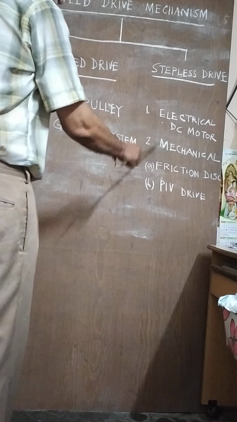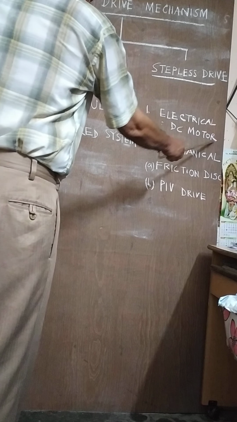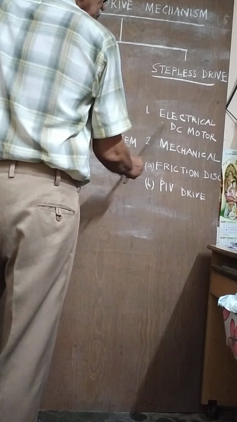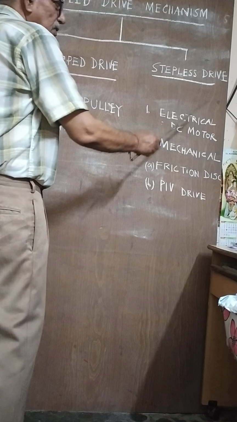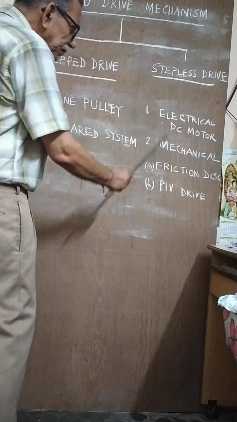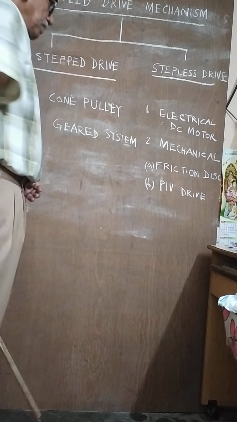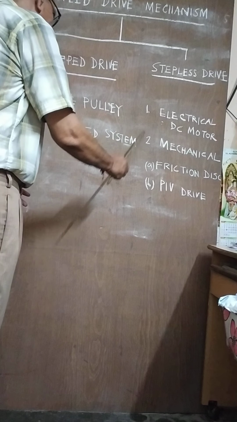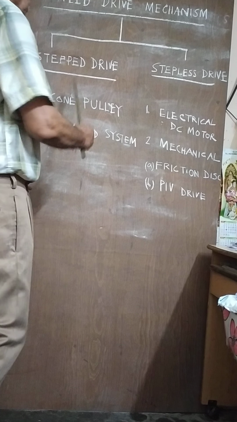But the stepless drive is difficult because it is more cumbersome. An electrical DC motor has infinite variability in speed. This infinite variability of DC motor drive by the Ward-Leonard method is a very cumbersome process of electrical control. In the case of mechanical drive, there are friction discs or PIV drives. This is a mechanical system. We'll discuss it in detail. In all these cases, the speed loss is negligible. So theoretically speaking, this is better than this.